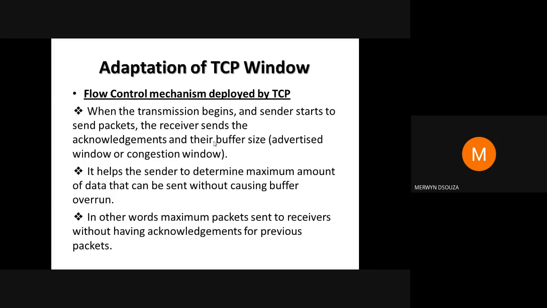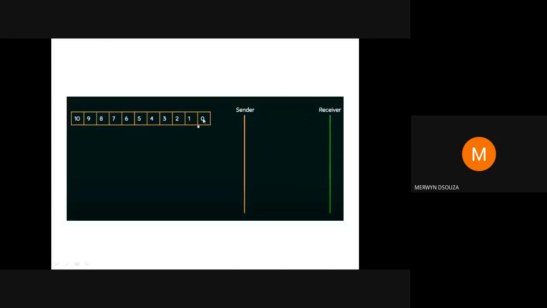Okay, let's take one example and see. So just assume that the sender is having so many packets to send. Okay, I've just numbered it here. So say it is having 11 packets to send from packet 0 to packet 10.